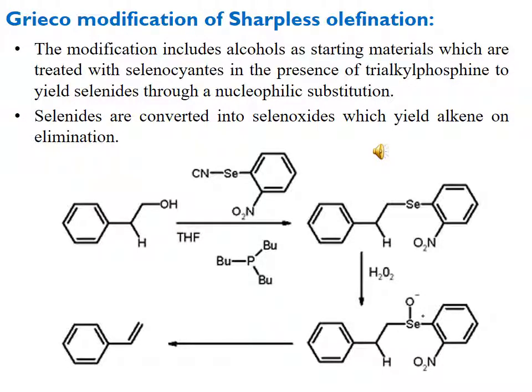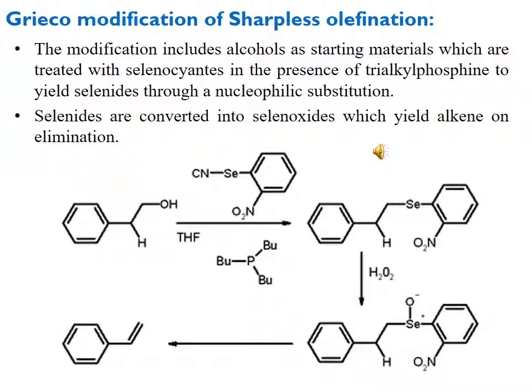The modification to this Sharpless olefination was given by Grieco. In this modification, alcohol was used as the starting material instead of alkyl halides, and this change of the reacting species also reduces the number of steps of the reaction. In the basic Sharpless olefination reaction, in the first step we have to convert selenocyanate into selenide anion, and then react it with alkyl halide to form selenide. But here alcohol is treated directly with the selenocyanate, in the presence of a trialkyl phosphine like tributyl phosphine and THF as a solvent, and we get selenide.